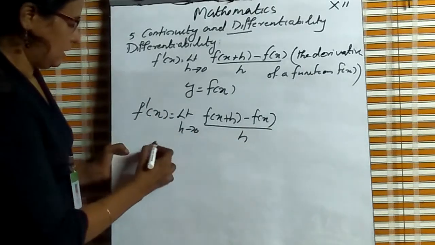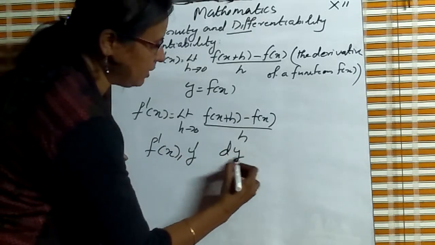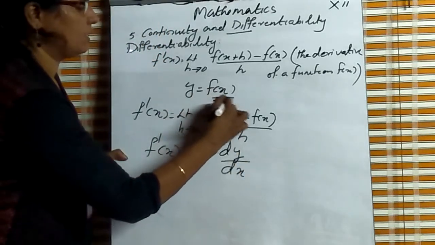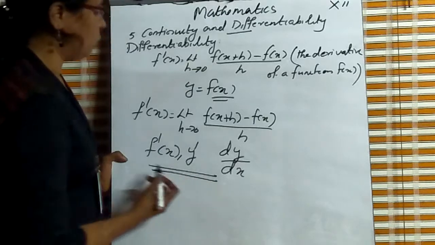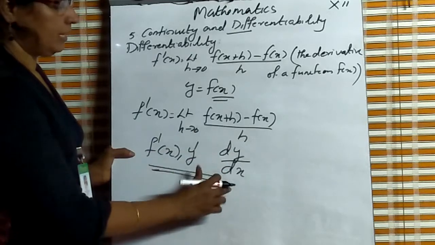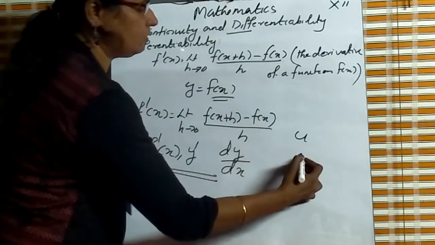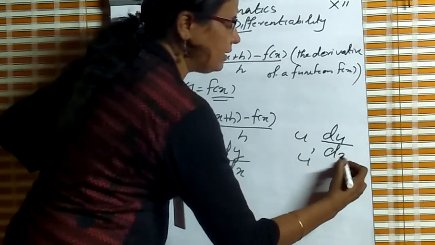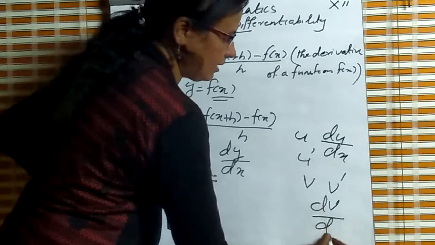The symbol we use is f dash x, or y dash, or dy by dx. dy by dx means the derivative of y, where y is f(x), the derivative of y with respect to x. So if we have to find the derivative of u, it is u dash or du by dx, with respect to x. The derivative of v is v dash or dv by dx.